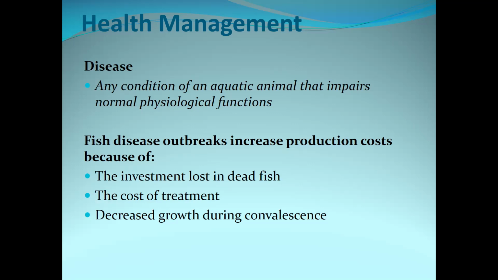And on many occasions, like we will cover in a couple of slides from now, there are other things that affect fishes negatively that may not be things that we typically think of as disease, like parasites and bacteria. There are other things that will also negatively impact the normal physiological functions of aquatic animals. So fish disease outbreaks increase production costs because of, one, the investment loss in dead fish.